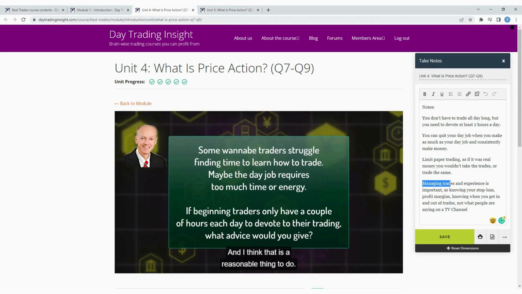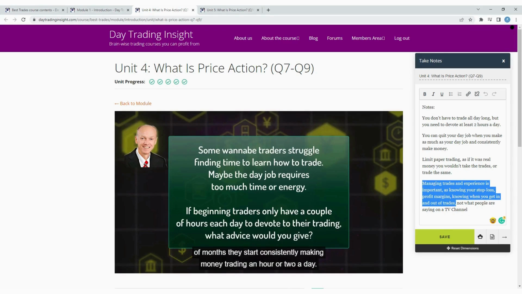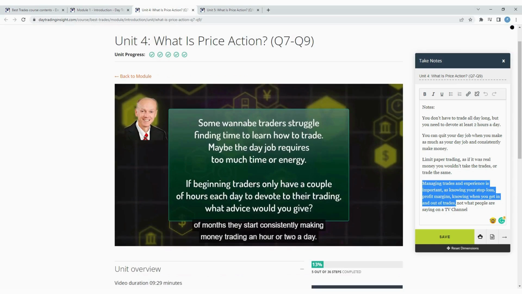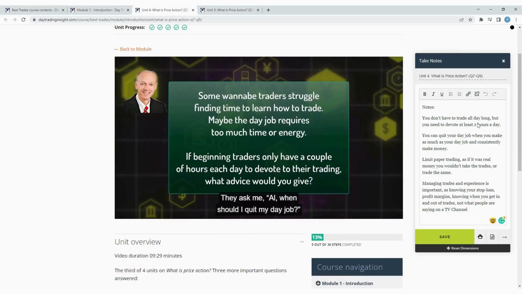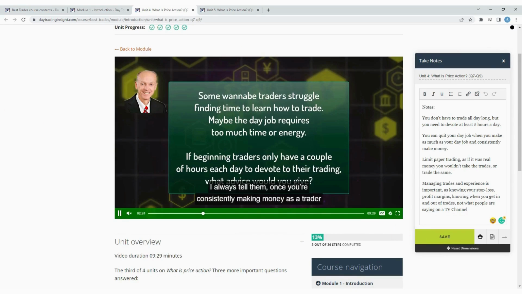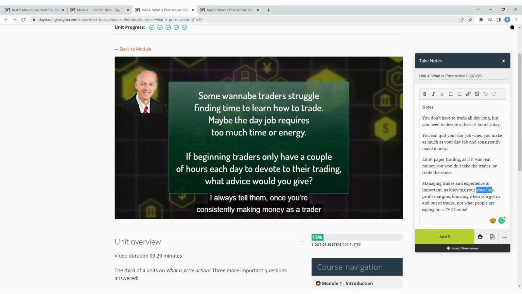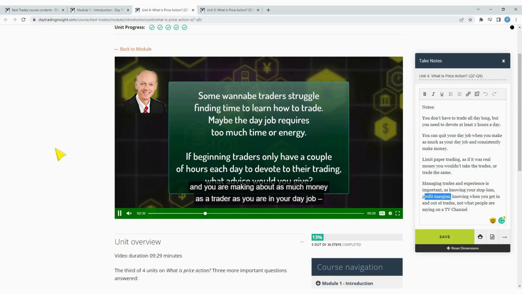So managing trades and experience is important, as is knowing your stop loss and profit margins. You need to know when to get in and out of a trade, okay? Not what people are telling you on TV channels, etc. saying we should buy this now, or following traders. So you need to be comfortable learning things like your stop loss, your profit margins, etc. And that comes with time and experience.